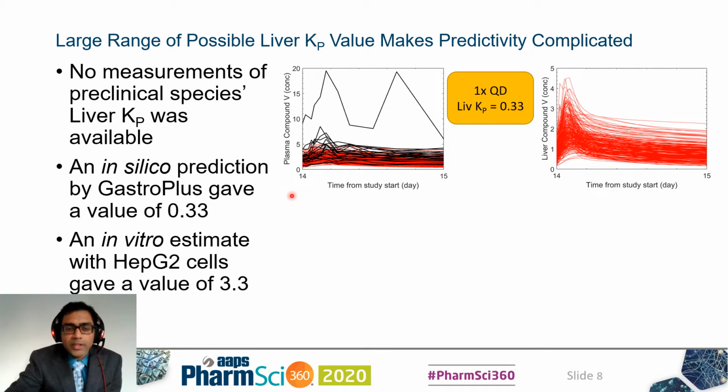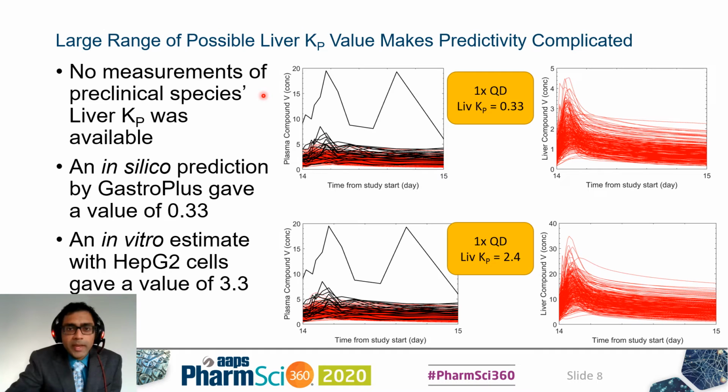And another way to estimate the liver KP is using an in vitro assay. So we took the data from the assays discussed previously and looked at the concentration intracellularly and the concentration in the supernatant, and got an estimate of around 10 times higher than what was predicted in silico.